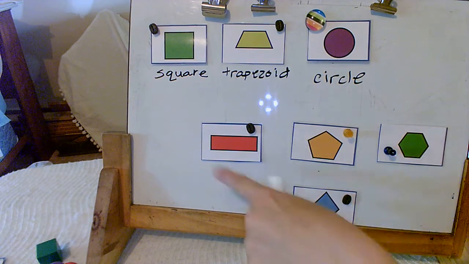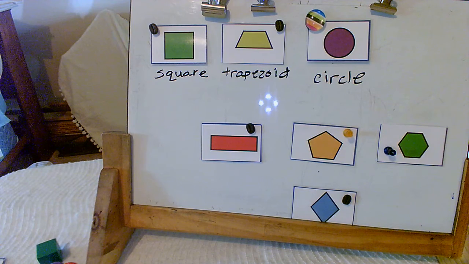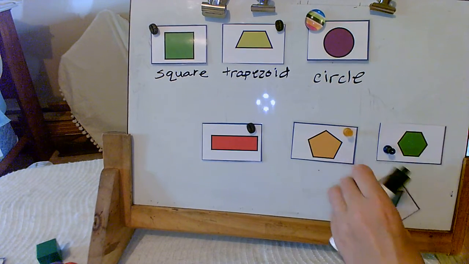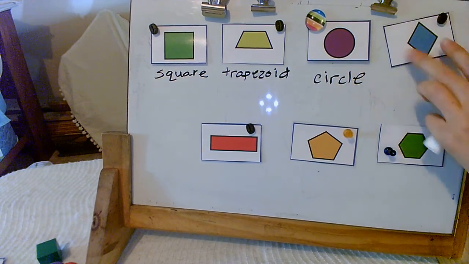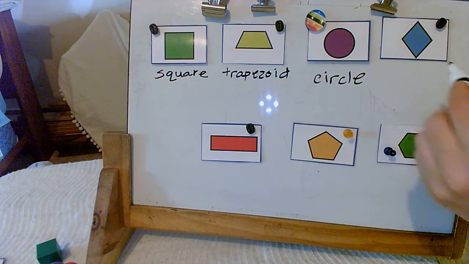Which one of these shapes is a rhombus? A rhombus is shaped sort of like a diamond. Can you find that one? Here's the rhombus. A rhombus is sort of like a square turned on its side.